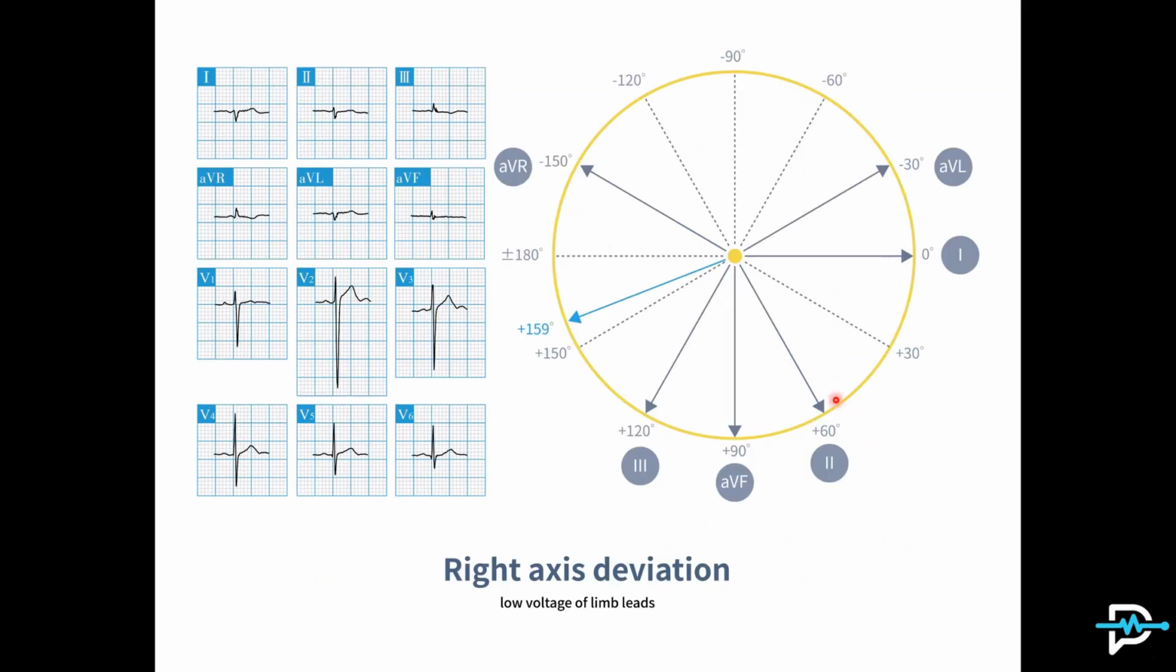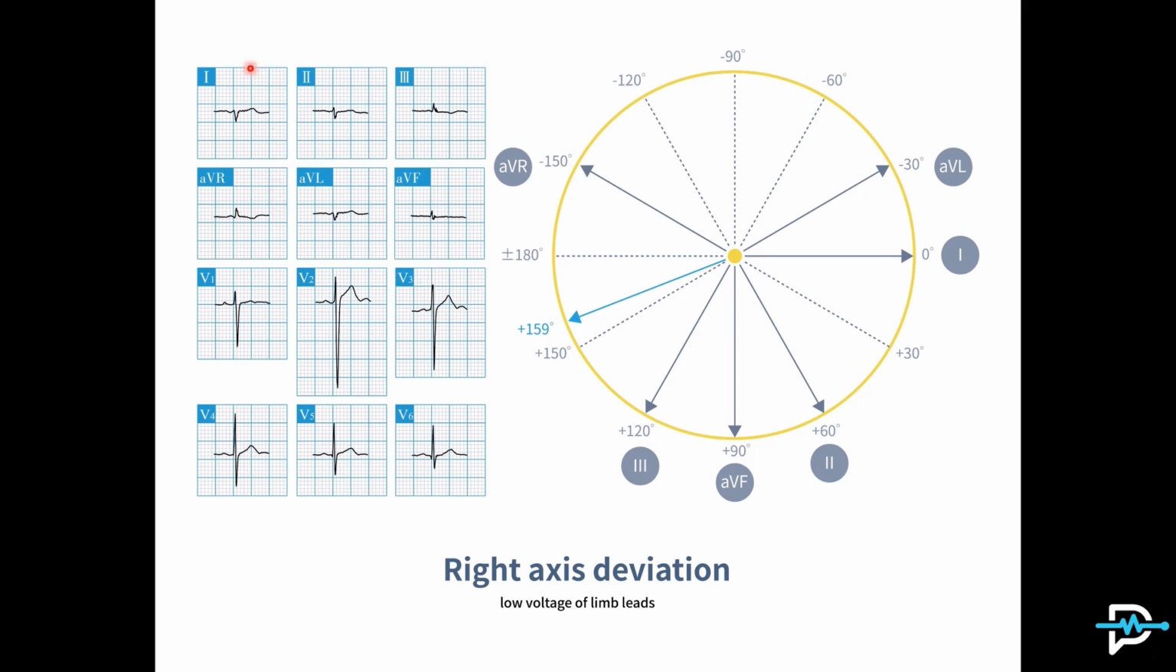Right axis deviation, this is an example of that. So instead of down and to the left, positive 60 degrees like we would be normally, something's happened with the conduction system and now we're at about negative 60 degrees... and we have an axis deviation to the right in this case. And you can see this reflected in the leads.